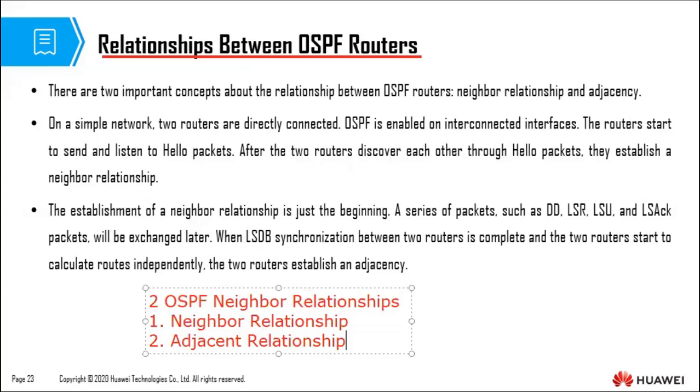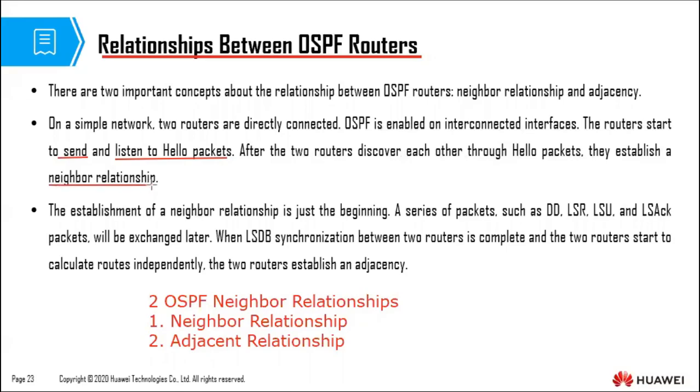Okay, so let's find out how it happens. On a simple network, two routers are directly connected. When we enable OSPF on their interconnected interfaces, the routers will start to send and listen to hello packets. After the two routers discover each other through hello packets, they establish a what?